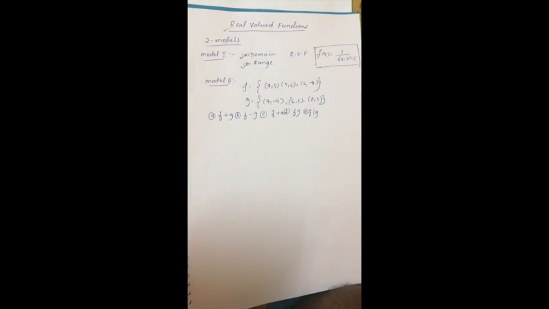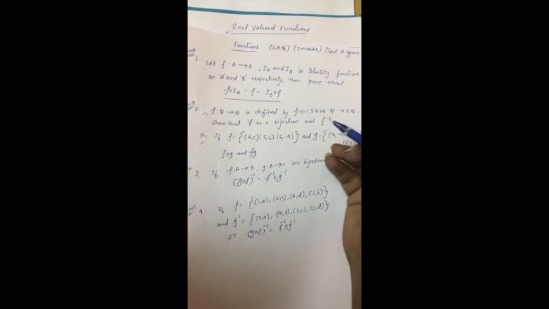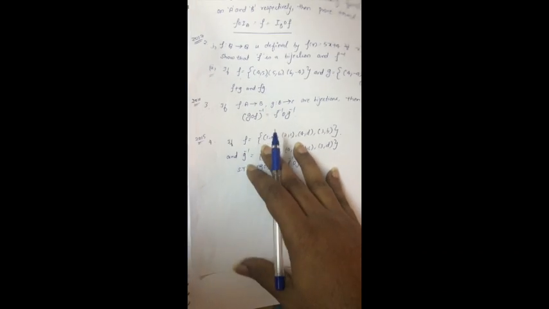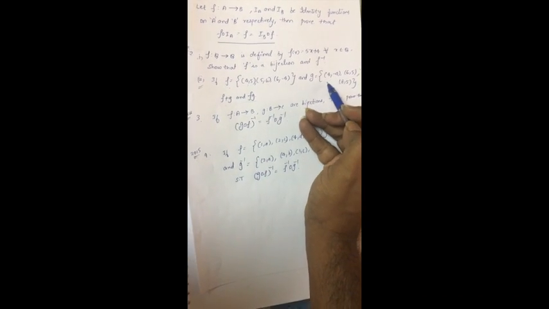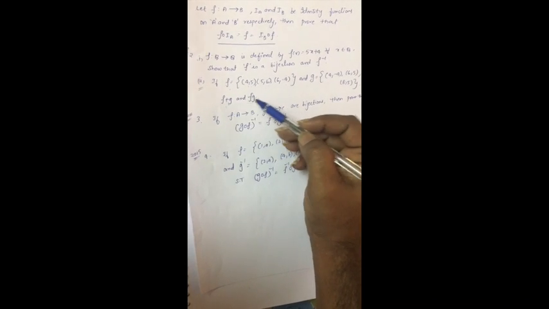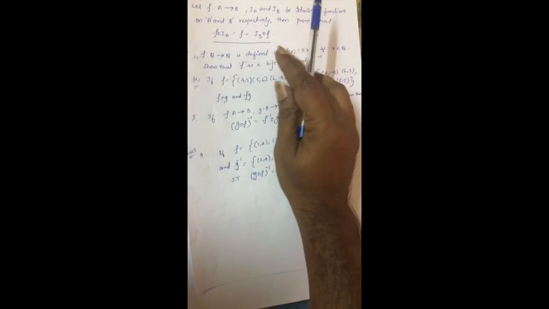Let us see previous questions. This is from the last 4 years. This is a long type question. If you see here, there is a question with f and g. They're asking to find f plus g and f g. So this is a 7 marks question.